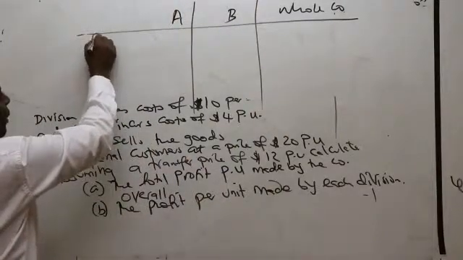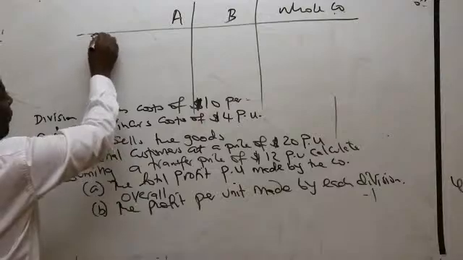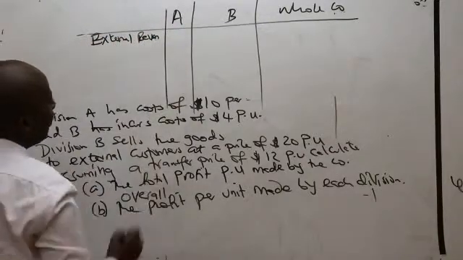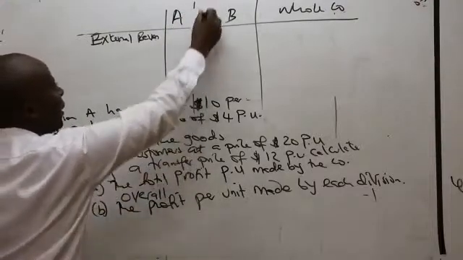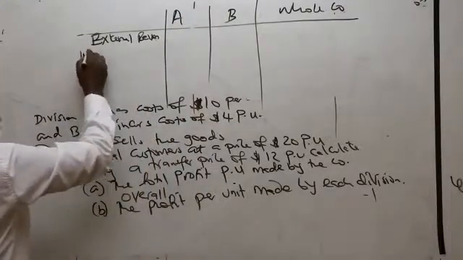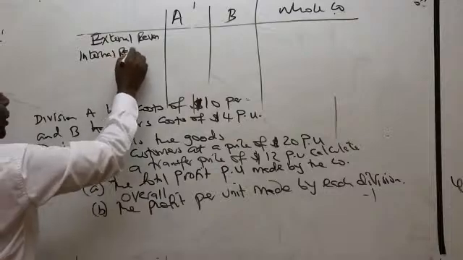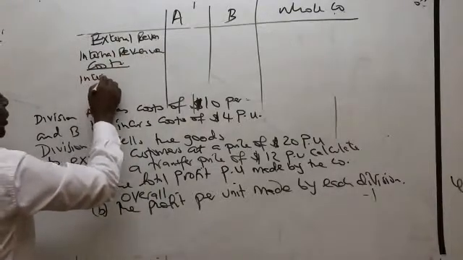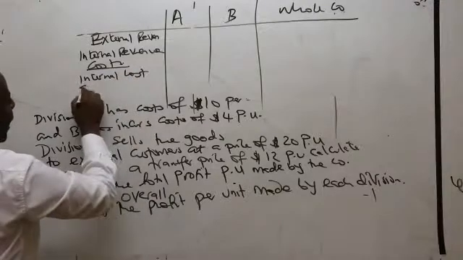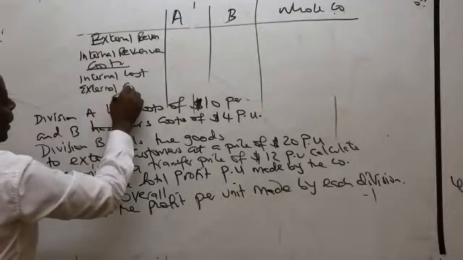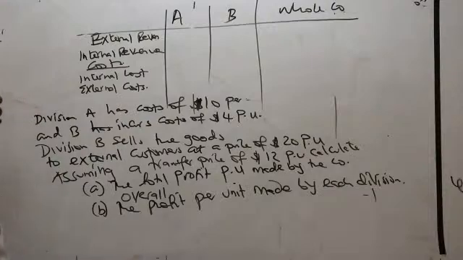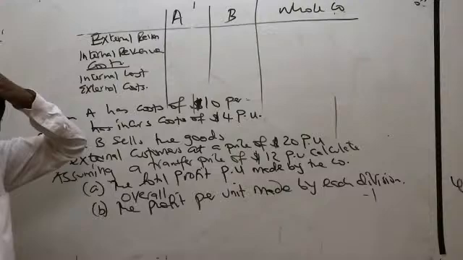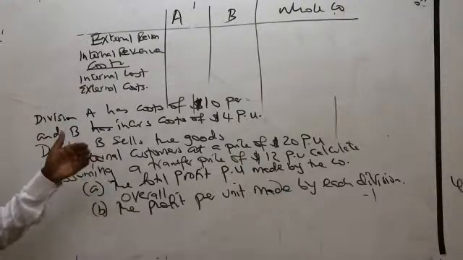So we have here external revenue, and then we have here internal revenue, and then we go to costs, of which we have the internal cost and the external costs. So we start, ladies and gentlemen, with the external revenue. So which division is selling these goods externally?